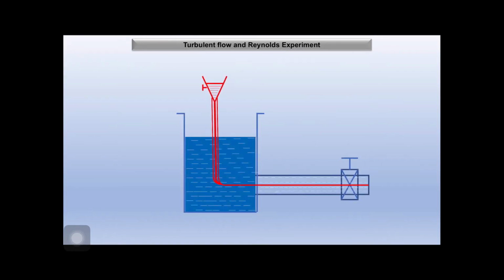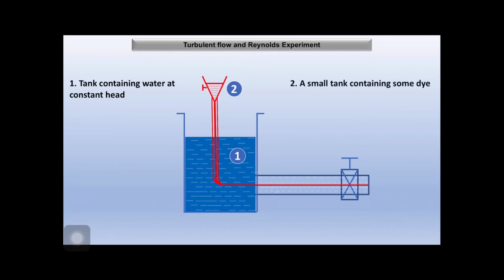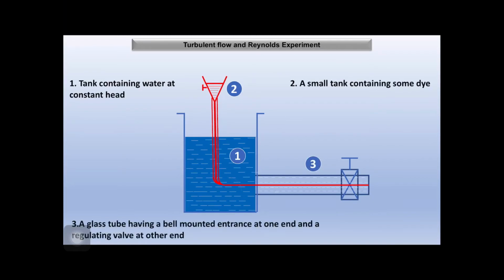In the experiment, he developed one apparatus. Here you can see in the sketch, this apparatus consists of a tank containing water at a constant head, indicated by number 1. The second one is a small tank containing some kind of dye liquid which has some viscosity and the same specific weight as this liquid, that is water. And the third one is a glass tube having a regulating valve to control the velocity of the fluid flow.